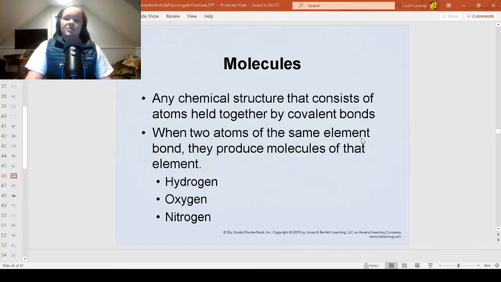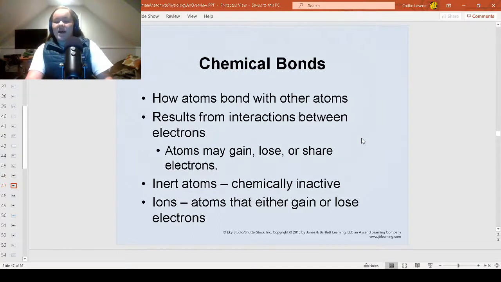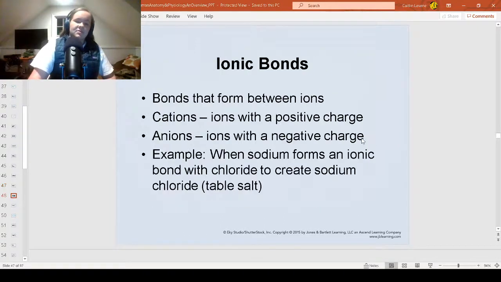A molecule is any chemical structure that consists of atoms held together by covalent bonds. When two atoms of the same element bond, they produce molecules of that element. So we have hydrogen, oxygen, nitrogen, and how atoms bond with other atoms results from interaction between electrons. So atoms may gain, lose, or share electrons. Inert atoms are chemically inactive. Ions are atoms that gain or lose electrons. Bonds that form between two ions are ionic bonds.